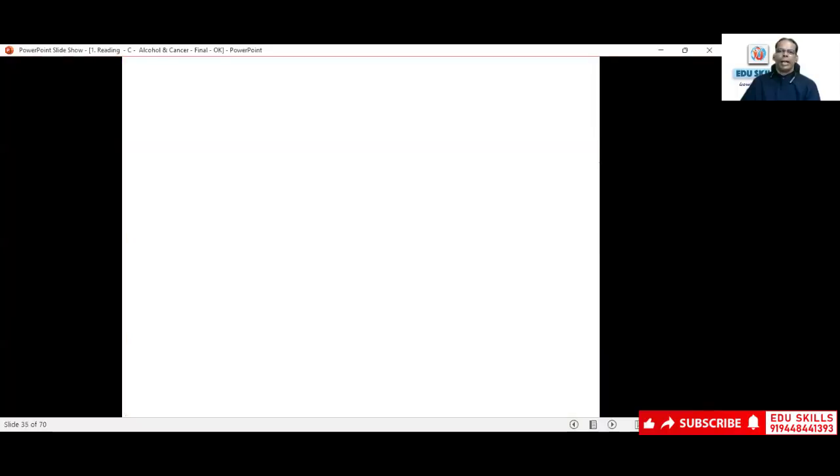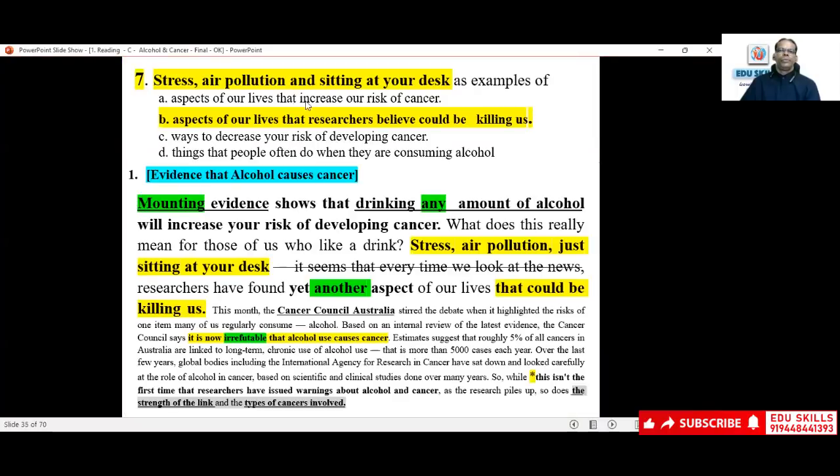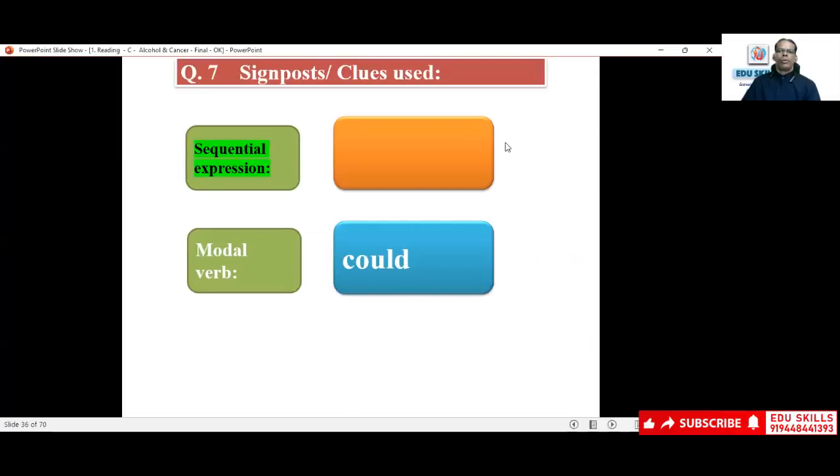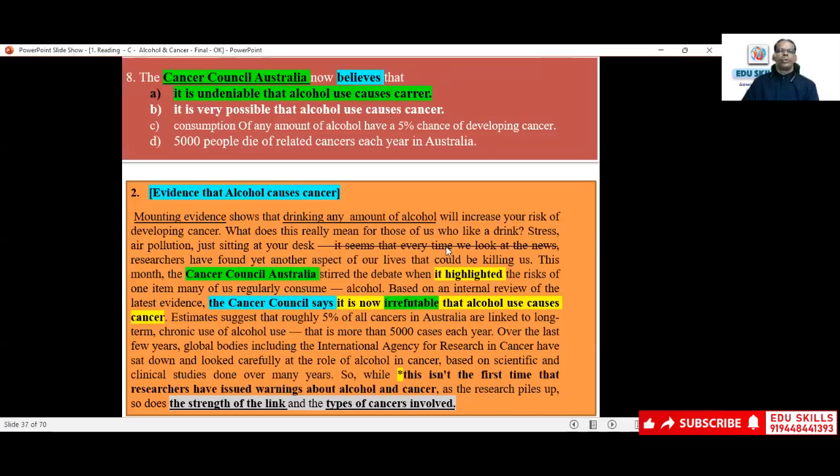And it will be having further explanation on that. Okay, see, another that could be killing us. Stress, air pollution, just sitting at your desk. All these things are very clearly given here. Okay, sequential expression, this is what I told you. And modal verb here. Yes, that is the signpost telling you here is the answer. Okay, that's why I said you should be able to skim for these signposts or clues. Now, modal verb, I told you, sequential expression. Now the modal verb would. That is the indication to the answer.